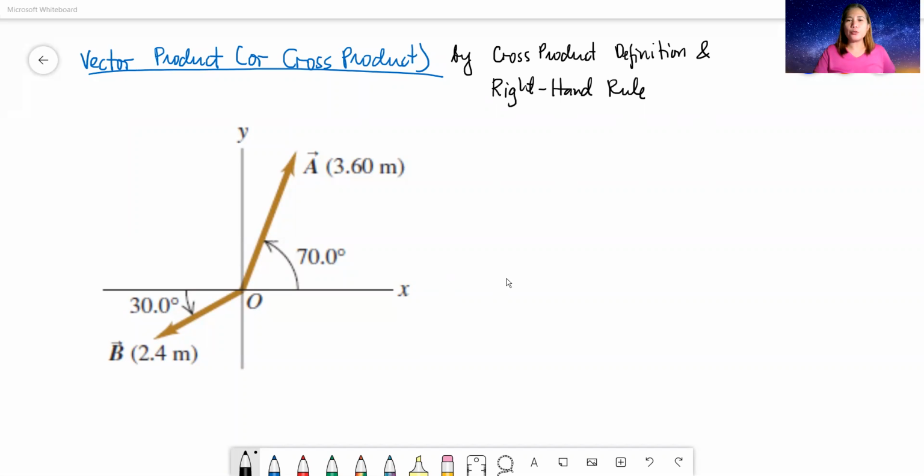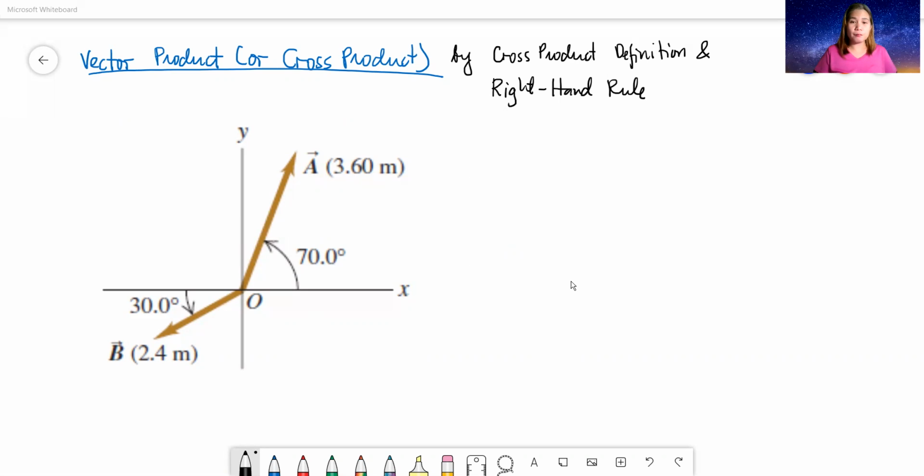When do we determine that this method is the most appropriate? It's very easy. If the given vectors are in magnitude and direction notation, like this example here, then it's a shoo-in that the fastest method to determine the cross product of the two vectors would be by using the definition of the magnitude of a cross product and using the right-hand rule. So what am I talking about? Let's take a look at the given here.